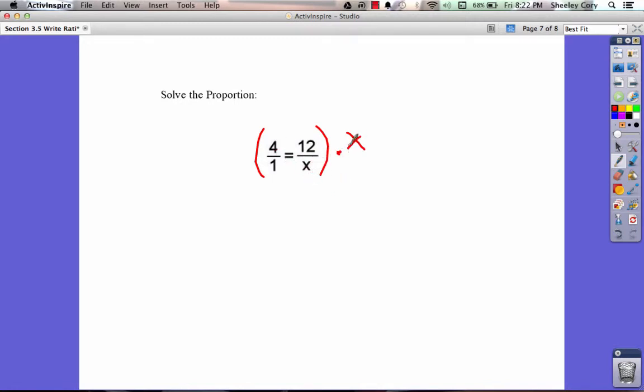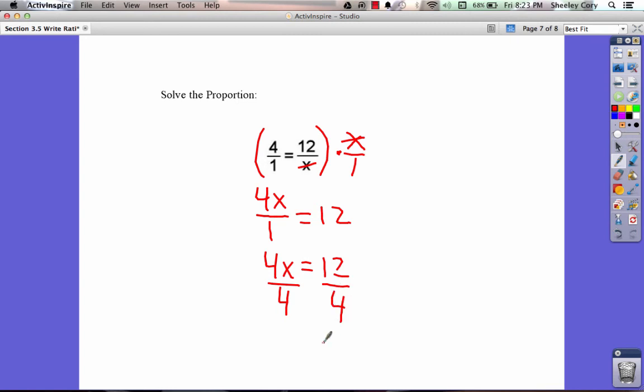On this side we have to multiply the x times the 4. So on this side we get rid of this. But on the other side, we're going to end up with 4x over 1 equals 12. But the over 1, we know that anything over 1 is just itself, so we can write 4x equal 12. And then divide by 4 on each side, and x is going to equal 3.